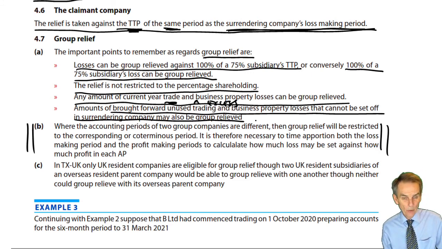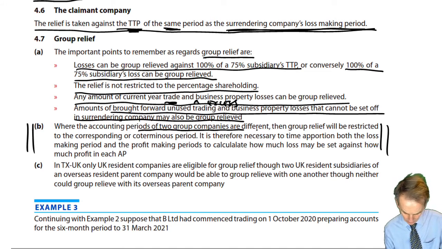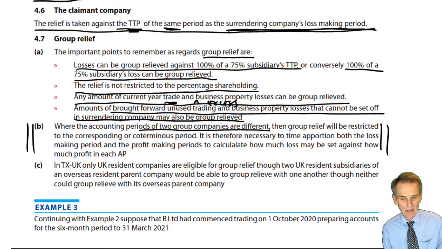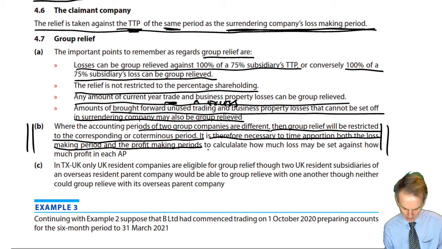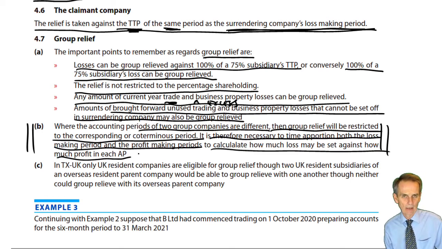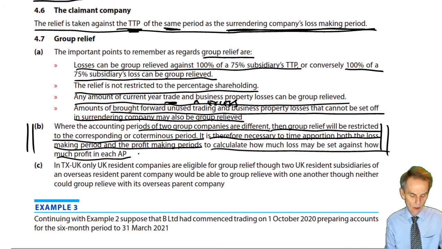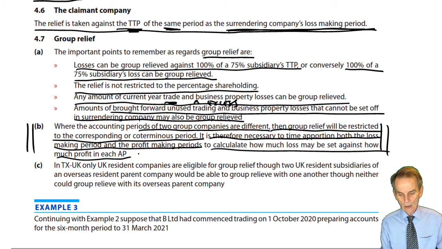We also said that where we've got accounting periods of two group companies that are different, unlikely in real life, but more likely in an exam question, then group relief will be restricted to the corresponding or coterminous period. It is therefore necessary to time apportion both the loss-making and the profit-making periods to work out how much loss can go against how much profit in each accounting period. That's not for now. That's the object of most of our next lecture, when we look at those non-coterminous accounting periods.